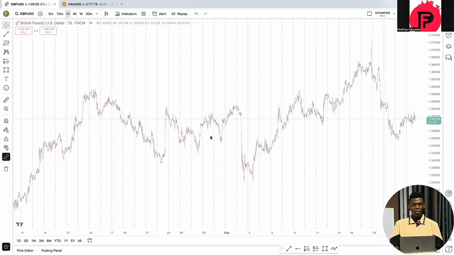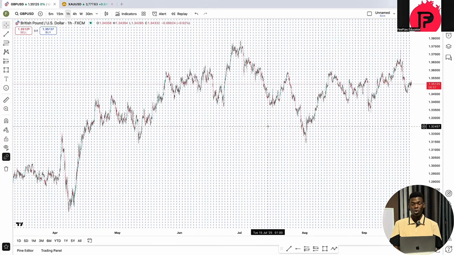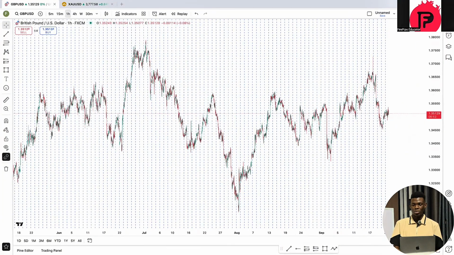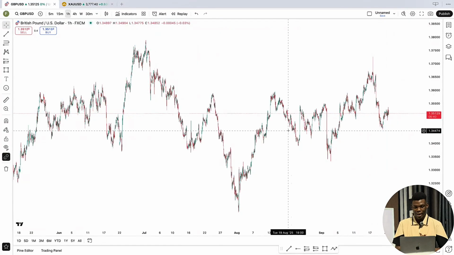If you notice, I have all these dotted vertical lines. Those lines are what I call section breaks. They divide one day from the other. So let me just take them out. See, that is clean.